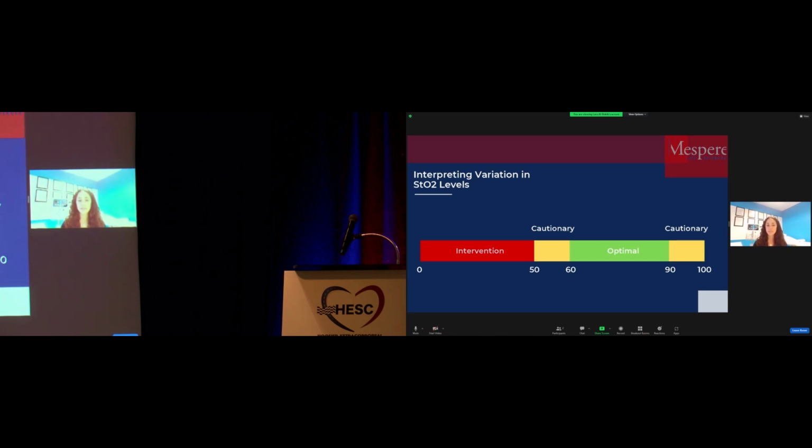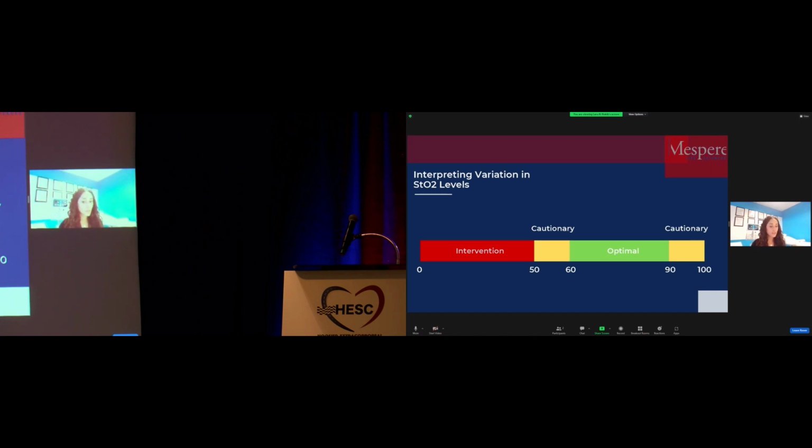little bit more closely. However, values anywhere below 50% is an immediate intervention range, and that indicates a desaturation event is occurring, which has multiple complications, again, that I will be discussing later on.